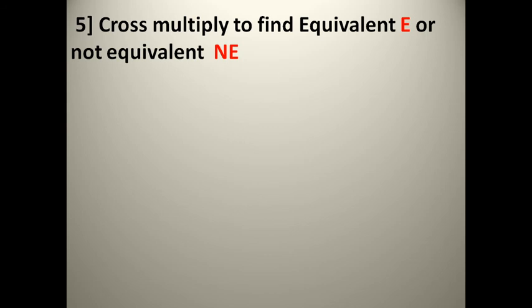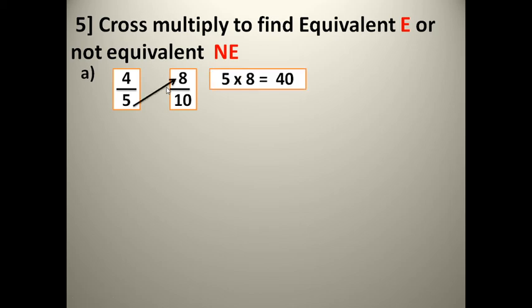Now here, cross multiply to find equivalent. If equivalent we write E. If not equivalent, we write NE. Okay, we have this. So first what we will do, we make cross multiplication. So we multiply 5 by 8 first. 5 times 8 is 40. Next, 4 times 10 is 40.